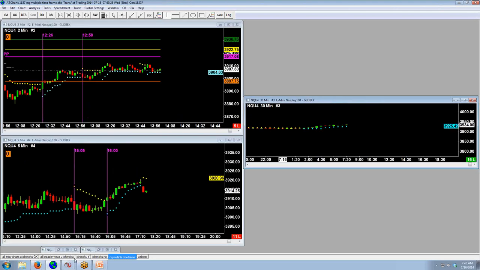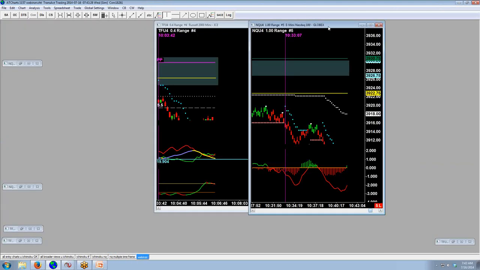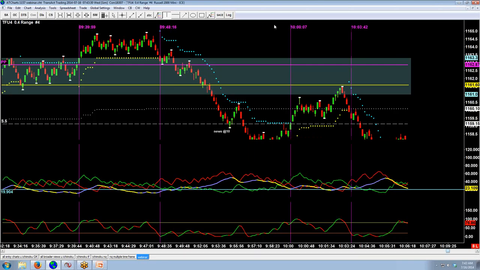And then here is a tick range chart on the Russell. So like I was saying, the smaller the chart, the more setups you're going to have and the more filtering you're going to have to do. So this is a 4-tick range chart, and like I said, on the smaller charts I'm using higher settings on the indicator, and on a larger chart I'm using smaller.